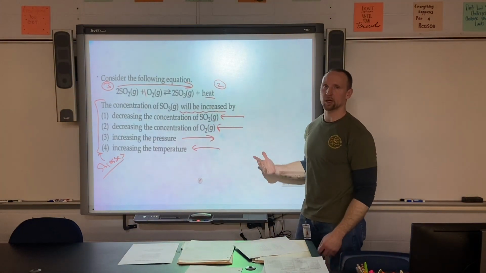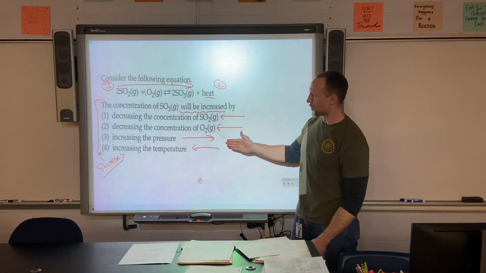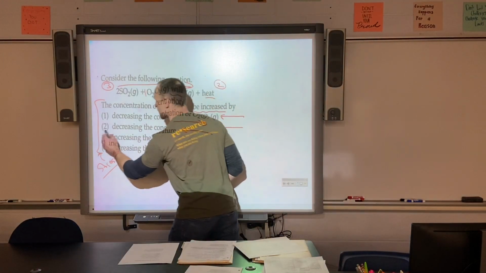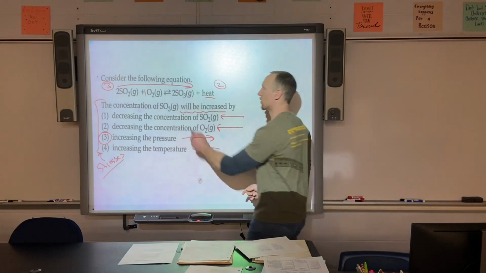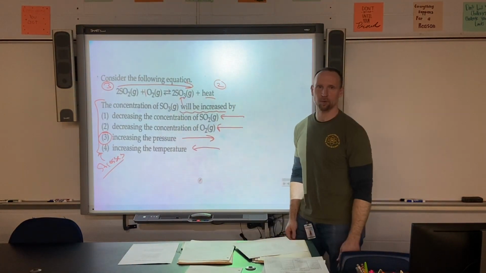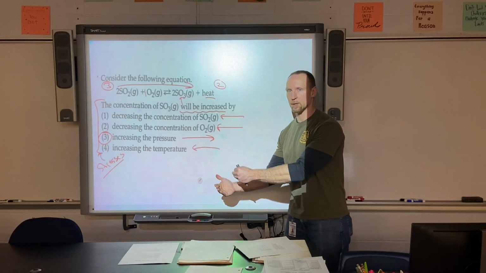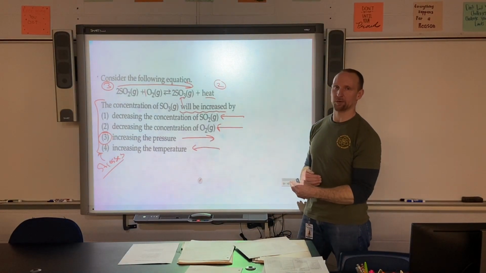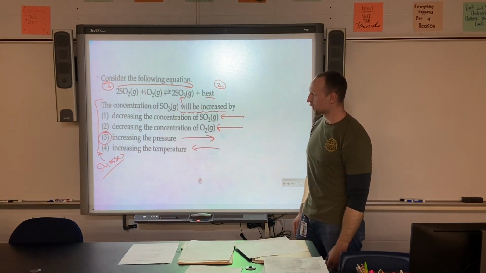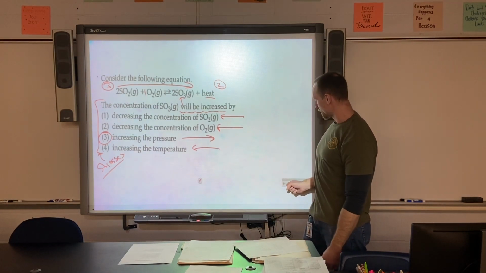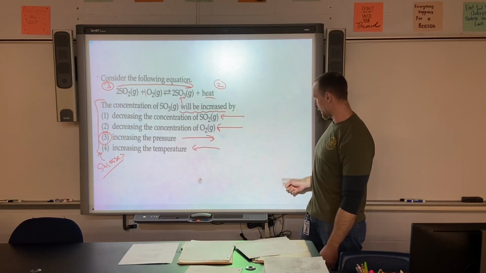So these are a little bit tricky. You got to do a little bit of work. So my answer is 3. That's the only one that's going to give me the desired shift, which is going to make more SO3. But that's giving you the outcome and asking you about the stress. So these ones are tricky. You got to think about them kind of backwards. All right? So, but use what we went over to help you out.